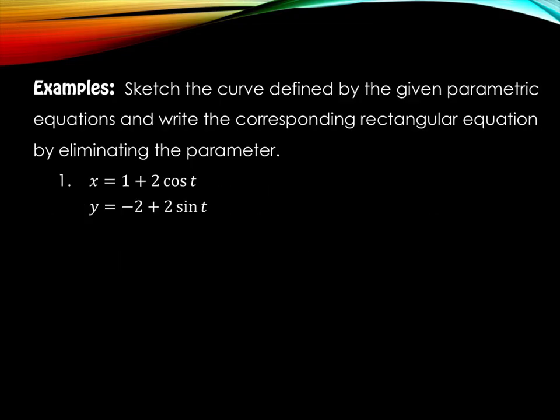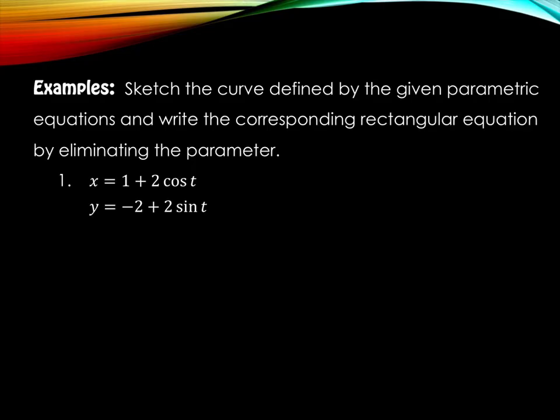So we're going to do an example. We're going to sketch the curve defined by the given parametric equation, and we're going to write the corresponding rectangular equation by eliminating the parameter. And as a portion of this, we'll look at how the calculator does this as well. Okay, so we'll get all 3 of those components in there.